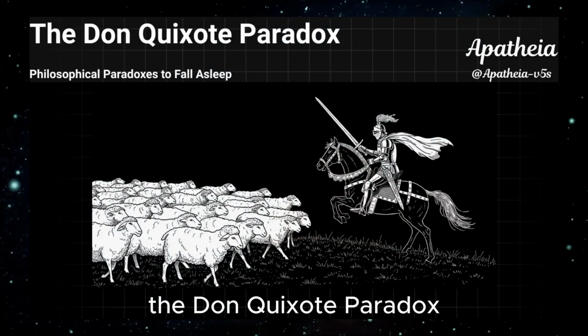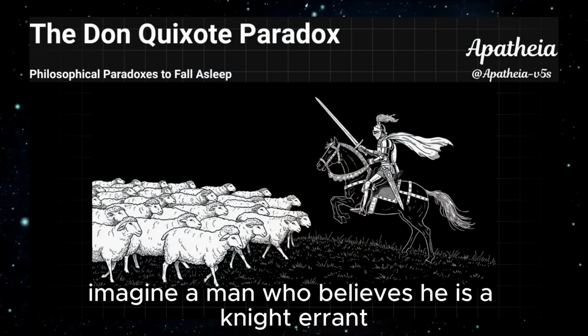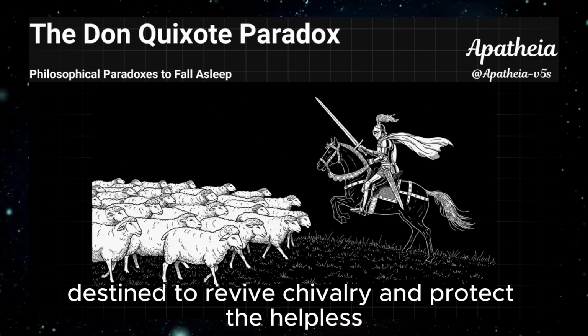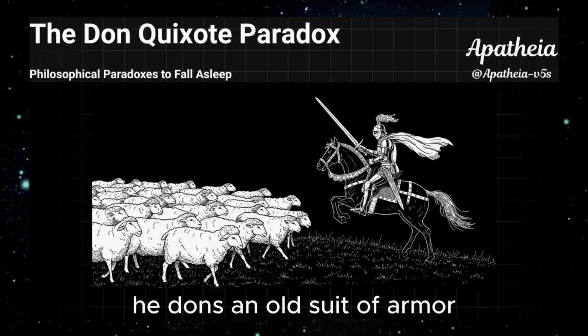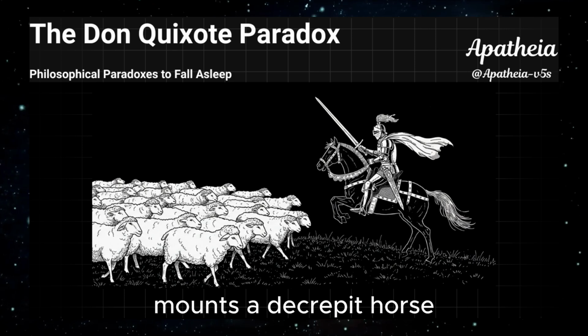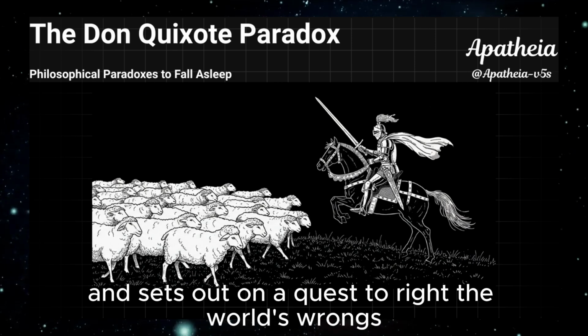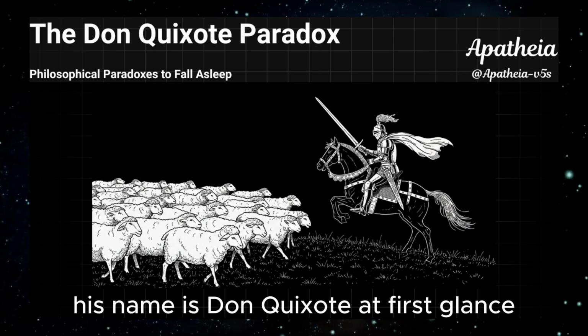The Don Quixote Paradox. Imagine a man who believes he is a knight-errant, destined to revive chivalry and protect the helpless. He dons an old suit of armor, mounts a decrepit horse, and sets out on a quest to right the world's wrongs. His name is Don Quixote.